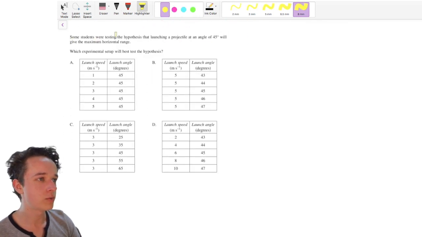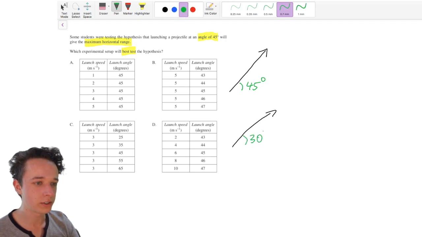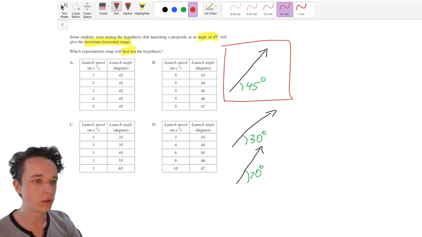Okay, next question. Some students were testing the hypothesis that launching a projectile at an angle of 45 degrees will give the maximum horizontal range. Which experimental setup will best test the hypothesis? So the students are testing the hypothesis that if you launch a projectile at an angle of 45 degrees, this projectile, assuming all other factors are equal, will go further than, say, a projectile with an angle of 30 degrees, or, let's make it more clear, a projectile with an angle of 70 degrees. So the hypothesis is that this projectile here will go the furthest.